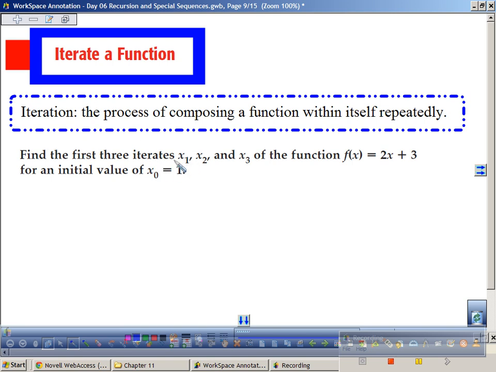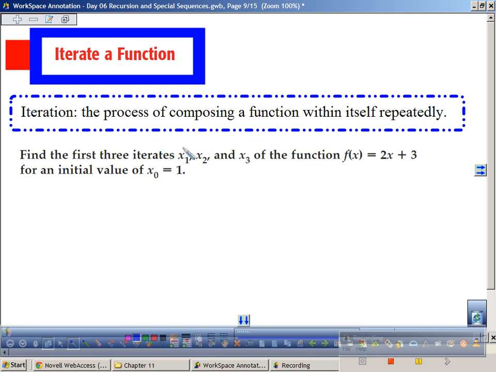Okay, so find the first three iterates, x1, x2, x3 of the function f of x equals 2x plus 3. And to iterate a function, an iteration is the process of composing a function within itself repeatedly. Do those words sound familiar to you? Repeatedly. Composing functions. Remember composing functions? We put one inside of the other. Remember that? It's the same thing.